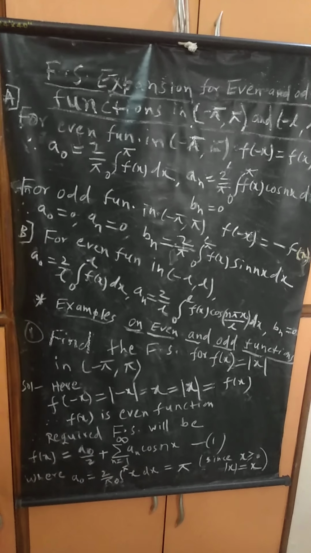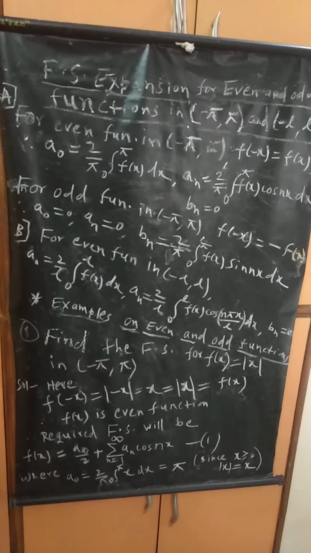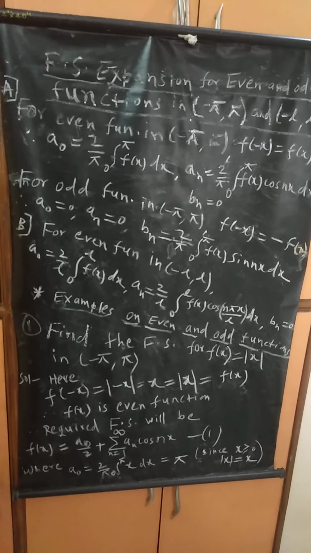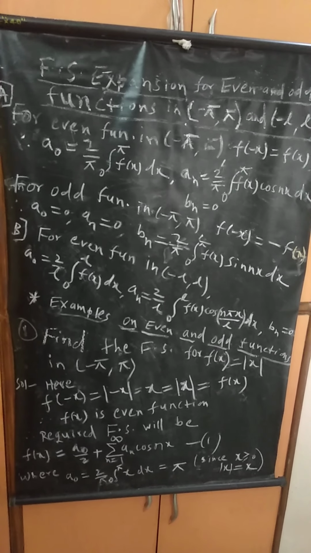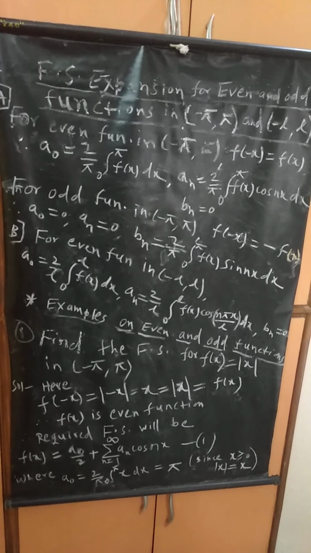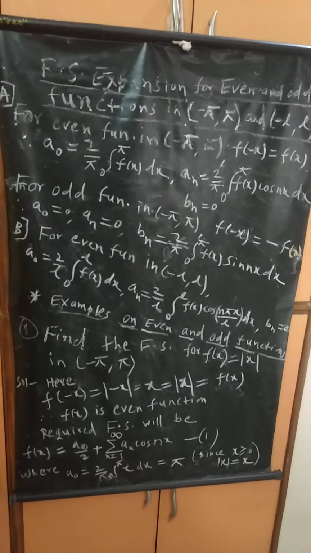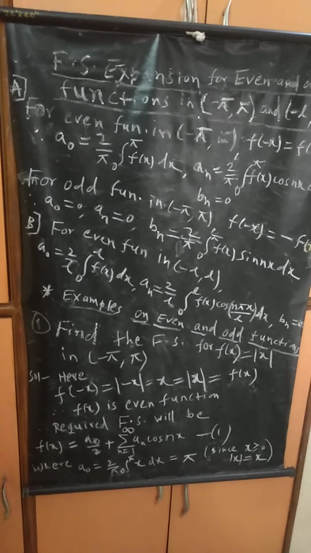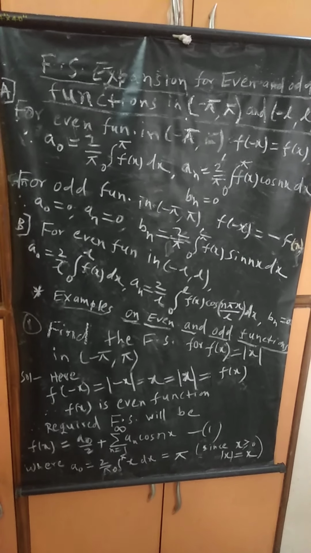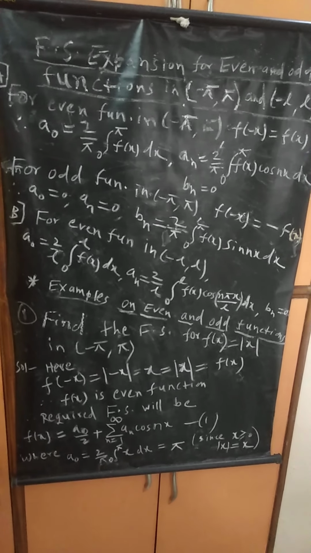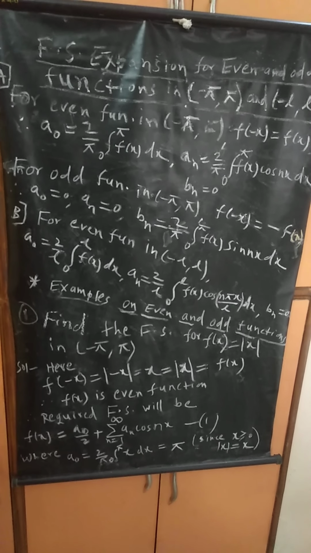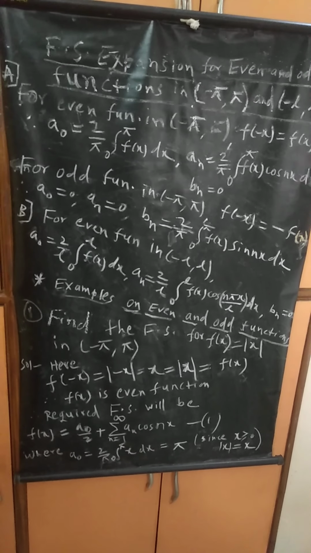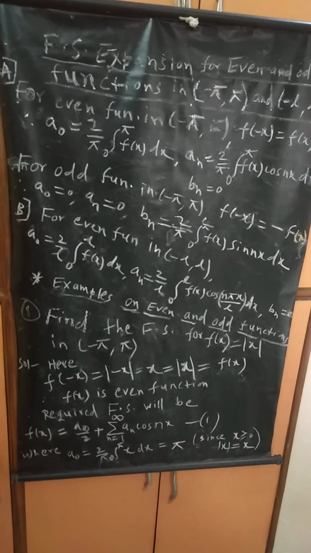For an odd function, a naught is 0 because in a naught we have only the integration of f(x). f(x) is odd, and therefore by the property of definite integration a naught will be 0. An is also 0. Why? f(x) is odd, cos is even, and therefore odd into even becomes odd, and therefore again by that property an will be 0 and only bn remains. And what is bn? bn is equal to 2 by pi integral 0 to pi f(x) sin nx dx.